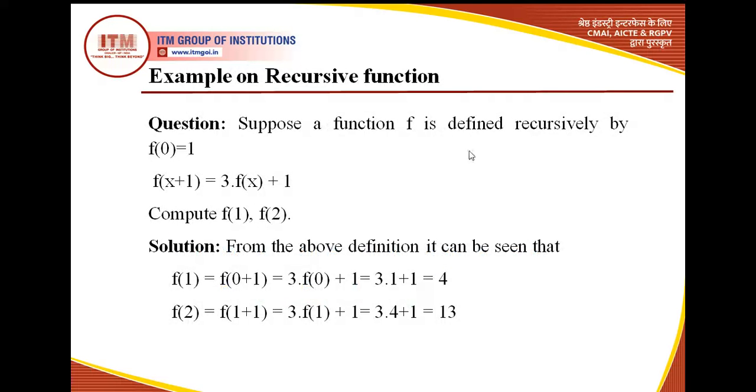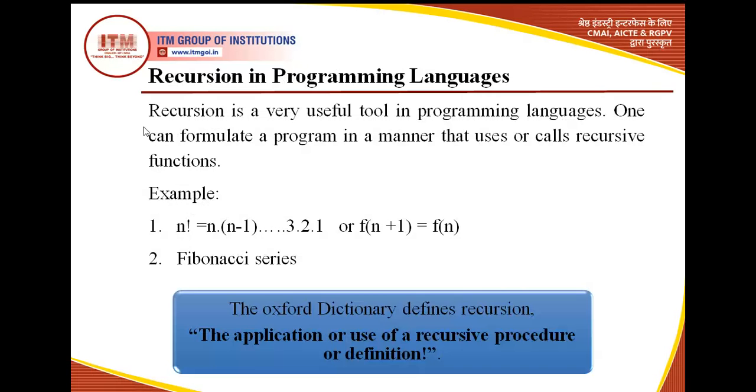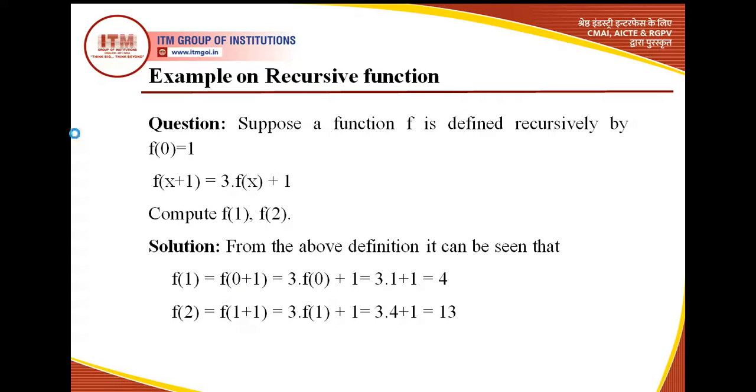Suppose a function f is defined recursively by f(0) = 1. Here f(0) = 1 is the basis step that you are given. For the recursive step, the function should be given in terms of itself only. Here the function is being given in terms of itself, and that is why it is an example of a recursive function: f(x+1) = 3f(x) + 1.